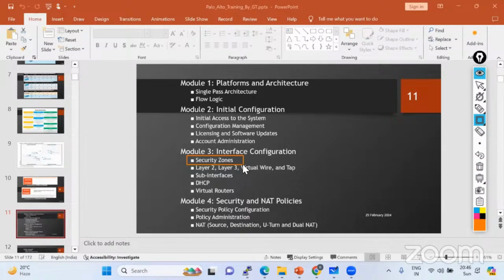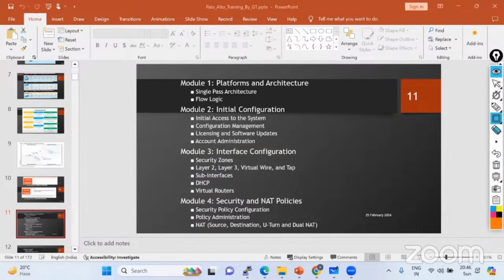Why does this zone act as a zero trust model? How does this zone deny all the traffic if it is not aligned with the right configuration? That we are going to understand in the interface configuration. That is going to give more fun, right? Next, we have to move to the security and NAT policies. In the security and NAT policies, these are the key things: how source NAT is configured, how destination NAT is configured, how user NAT is configured, how dual NAT is configured.